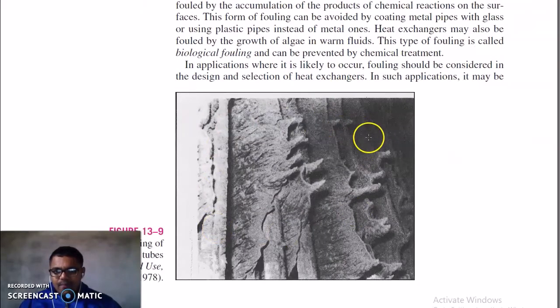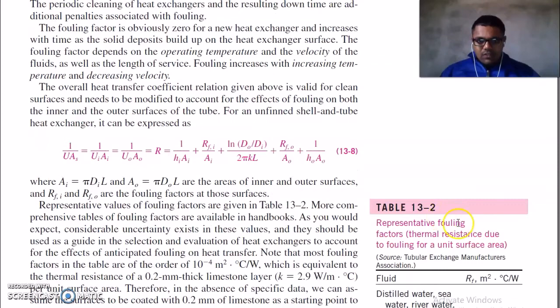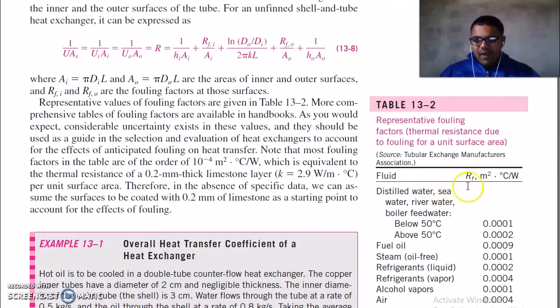This is another type of fouling which is on the outer pipes, the deposition of fly ash in the case of a boiler. This can be removed by proper cleaning of the pipes at regular intervals of time. The fouling factor is obviously 0 for a new heat exchanger and increases with time as solid deposits build up on the heat exchanger surface. The fouling factor depends on the operating temperature and the velocity of the fluids as well as the length of service. So this fouling factor is represented by Rf. These are the values of the fouling factor for different types of fluid in meter square degree Celsius per watt.